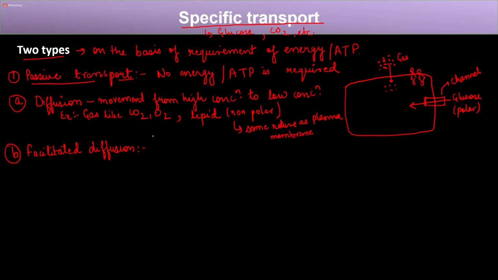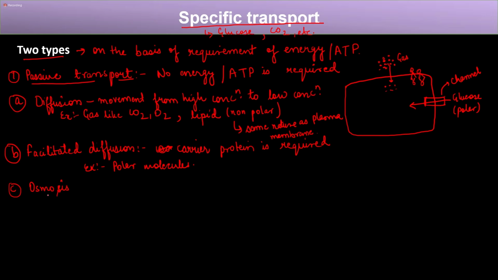So facilitated diffusion is one where a carrier protein is required, because this carrier protein is facilitating the movement of the glucose molecule, and hence this type of diffusion is known as facilitated diffusion. And the example of facilitated diffusion is, like I said, polar molecules.